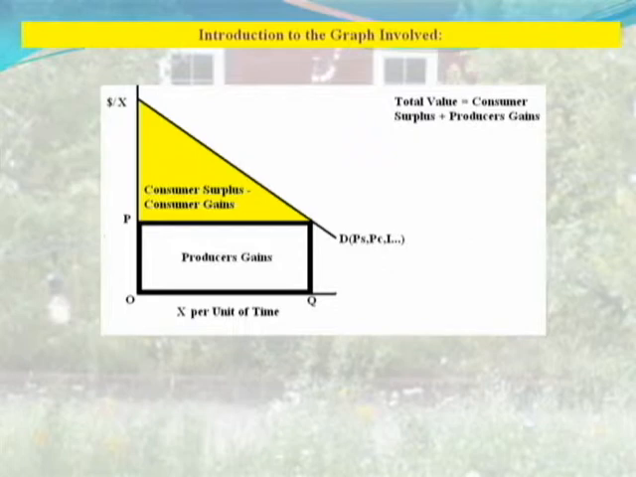Introduction to the graph involved. Below is a simple look at the graph that will follow this, that will analyze the trade example we're going over at the moment. The basics are, you see the demand curve that's computed as a function of the price of substitutes, price of complements, income, and other factors. The yellow triangle is considered the consumer surplus or the consumer gains. The producer's gains are the rectangle below that. And the total value equals consumer surplus plus producer's gains.